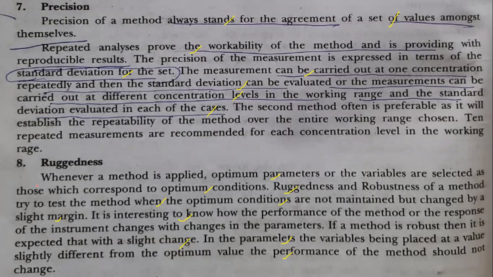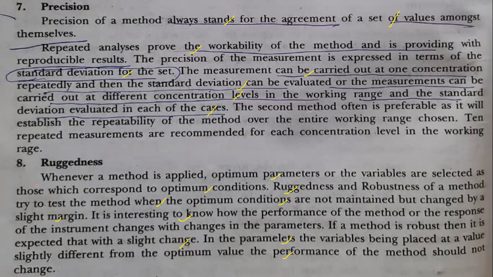The measurement can be carried out at one concentration repeatedly, and then the standard deviation can be evaluated, or the measurement can be carried out at different concentration levels in the working range, and the standard deviation can be evaluated for each case. In general, the second method is preferred, as it will establish the repeatability of the method over the entire working range chosen for the analysis. So 10 repeated measurements are recommended for each concentration level in the working range.